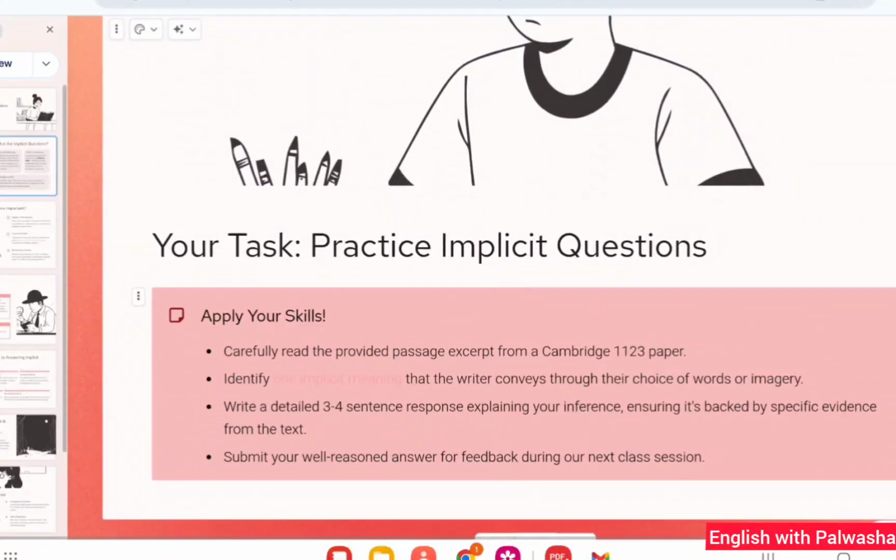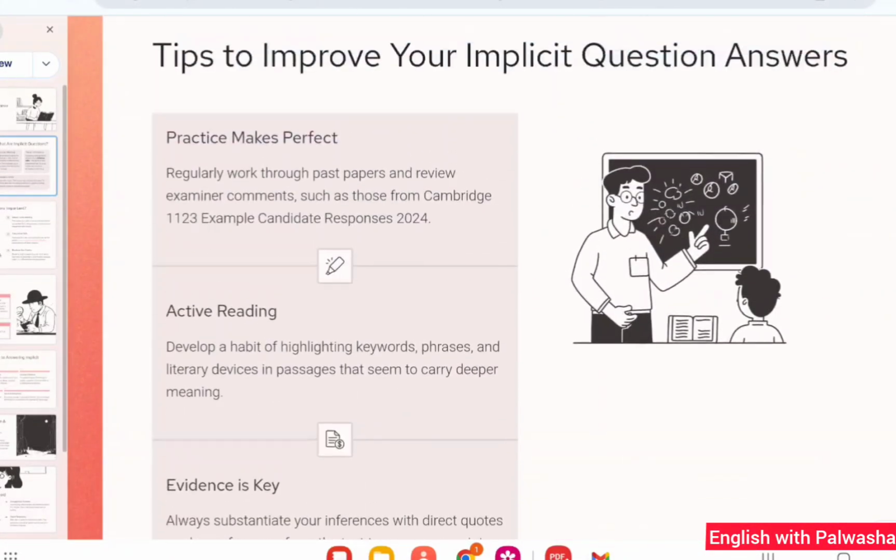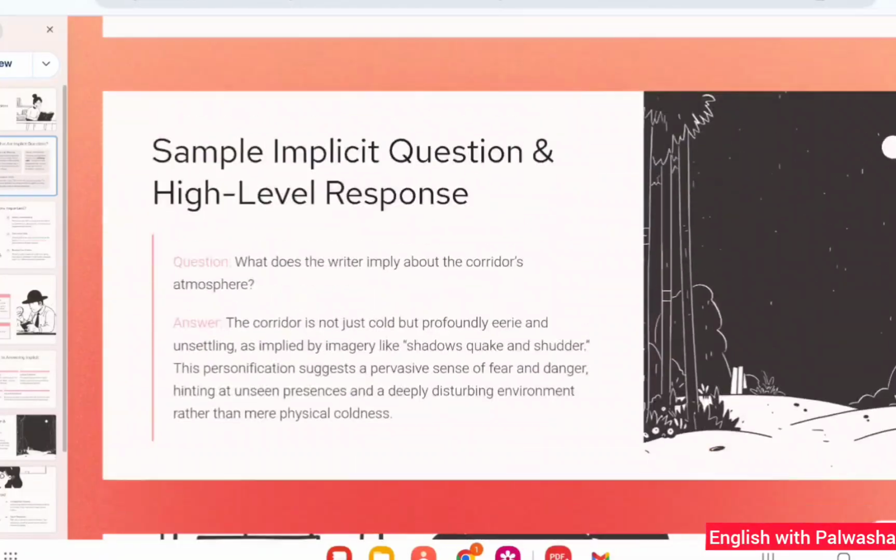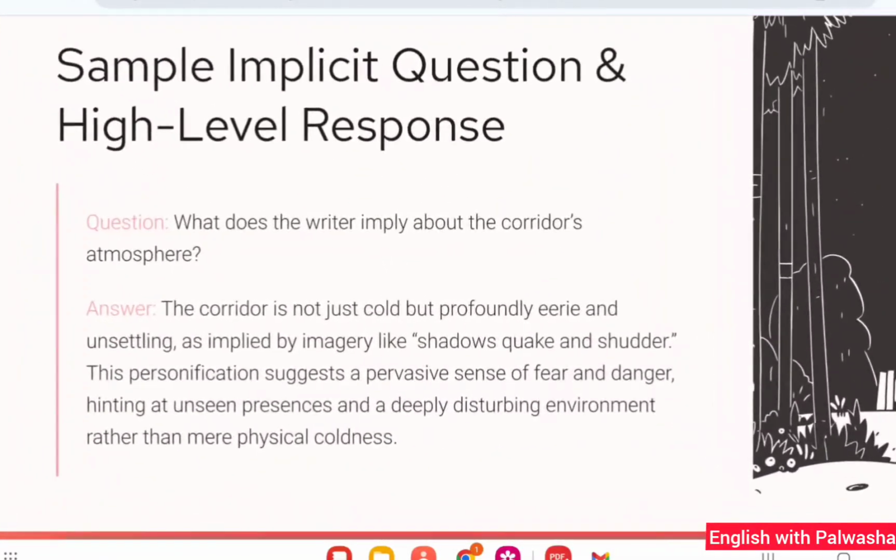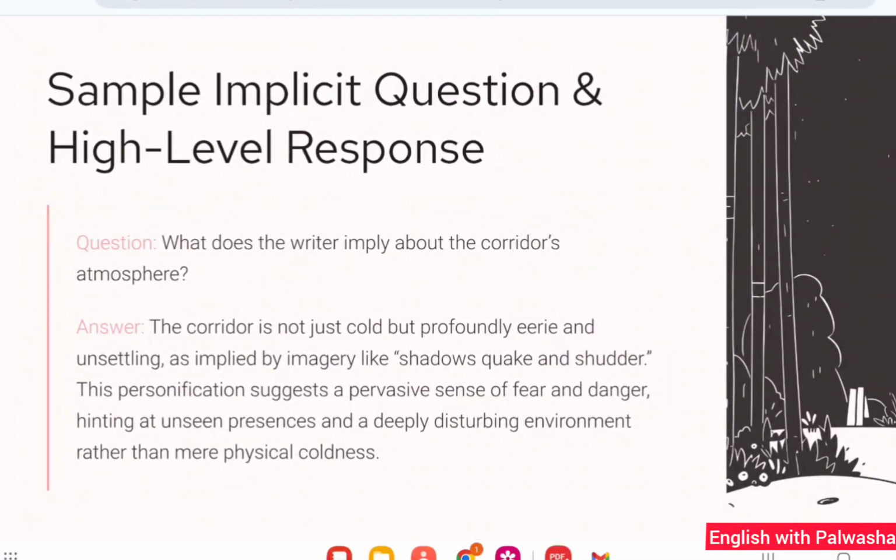So I hope you have learned a lot during this session on implicit and explicit questions, and I've given you a sample response too. Please focus on this sample response, and I want such kind of responses in your paper 1, right? So please practice the implicit questions because they are the ones which you find difficult. Okay, let me show you one more.